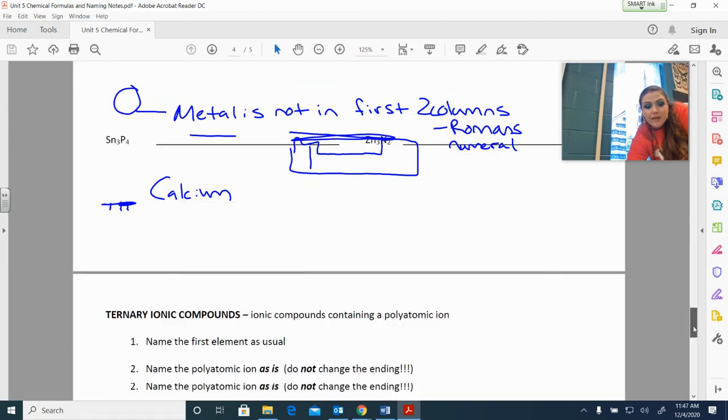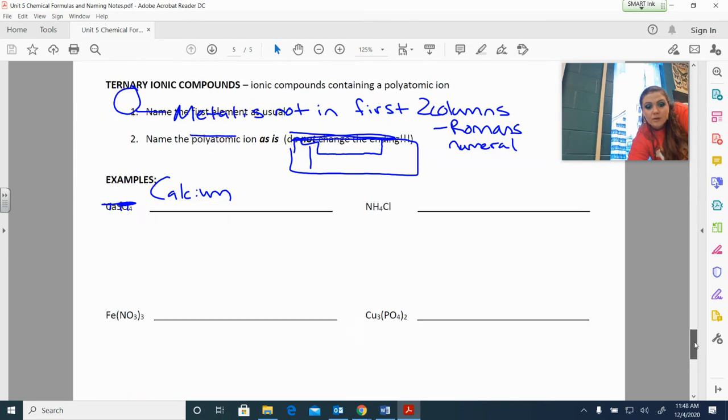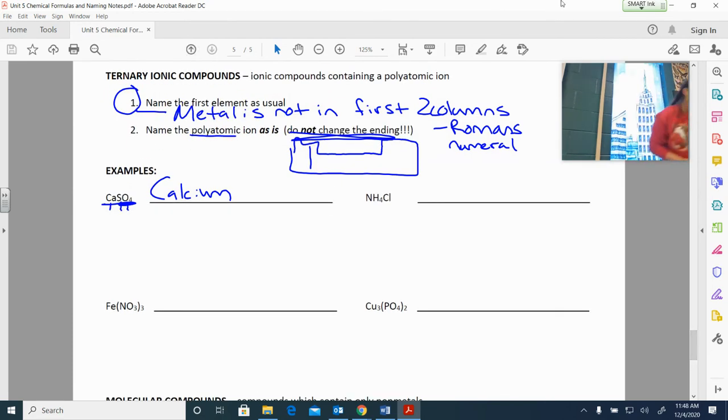So going back down right here. Okay. So I'm going to write down sulfate. That's it. I'm done. I don't change polyatomic names. It is sulfate, so I write sulfate. I didn't need Roman numerals in the middle because calcium is in the first two columns. So done. That's it. All right, next one.